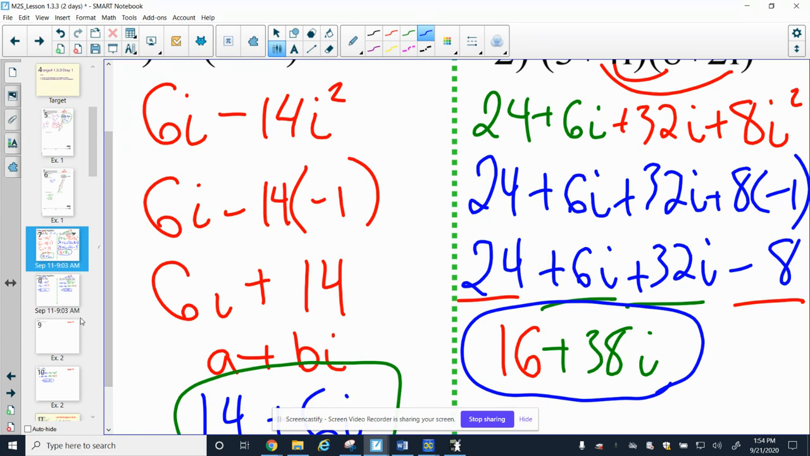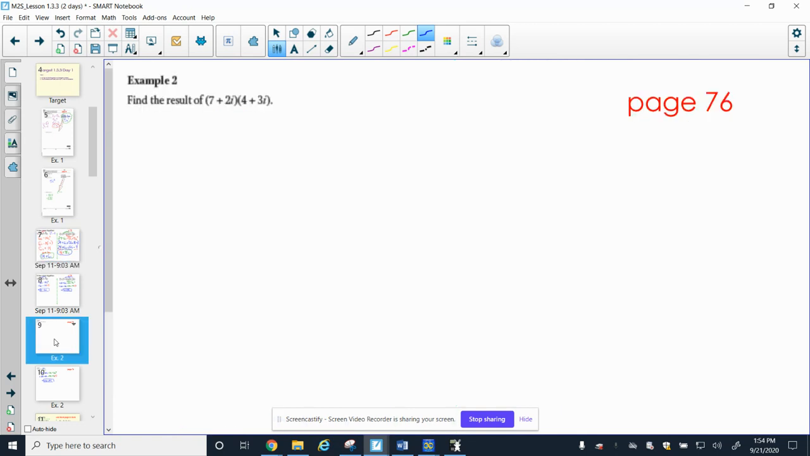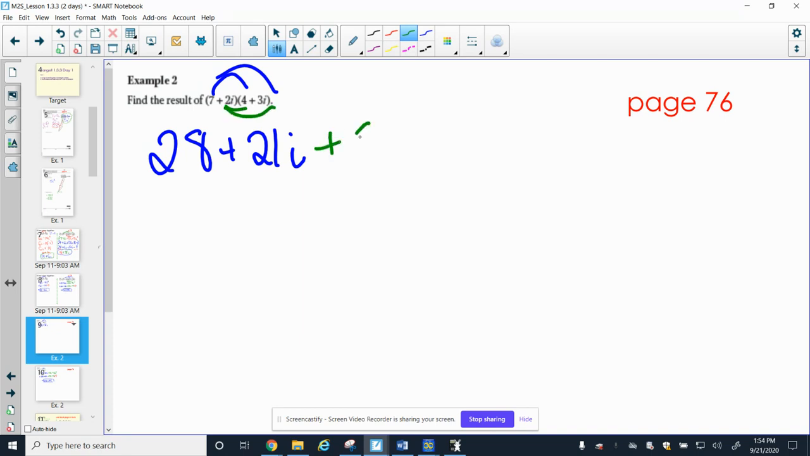Okay. So let's keep practicing skills with multiplying complex numbers. Now we're on page 76. Let's try one more like that where we're double distributing. So we're going to multiply the 7 to both terms in the back. So 7 times 4, 28. 7 times 3i, plus 21i. Then we're going to multiply the 2i to both terms in the back. 2i times 4, plus 8i. 2i times 3i, plus 6i squared.